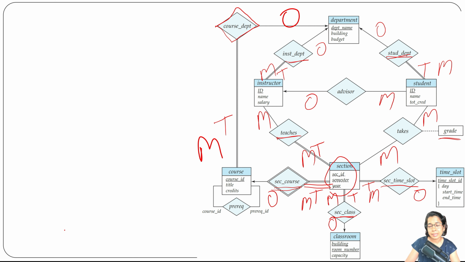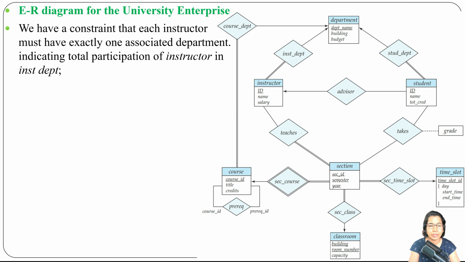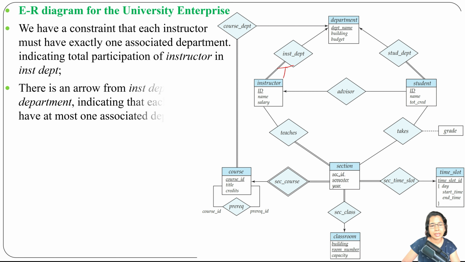So here we have some constraints: each instructor must have exactly one associated department, indicating total participation of instructor in instructor department. Here the participation is total. So each instructor must be associated with exactly one department. There is an arrow from instructor department to department. Here you can see, indicating that each instructor can have at most one associated department. This is a many to one relationship. Participation is total and the relationship is many to one.